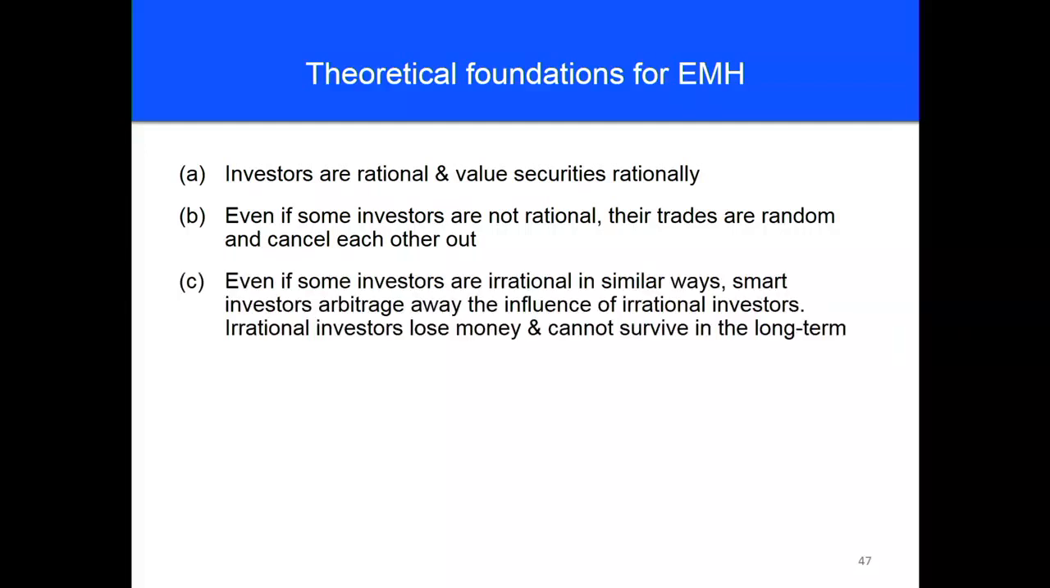And the final fallback, when that defense falls down, is people say, well, even if a lot of investors are irrational, then the smart investors will come in. They'll trade so that the noise investors, which is a polite way of saying the dumb investors, are eliminated, because they'll be buying when it's too high and selling when it's too low. So irrational investors lose money and cannot survive in the long run.